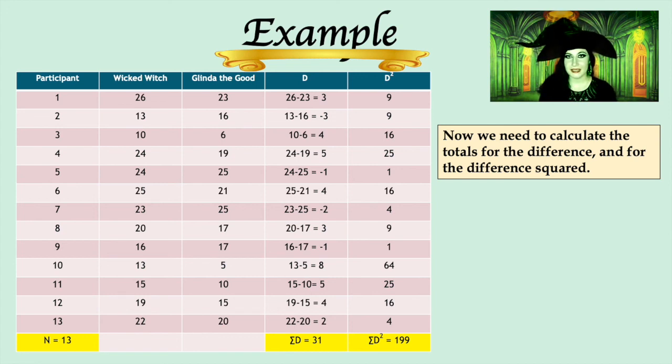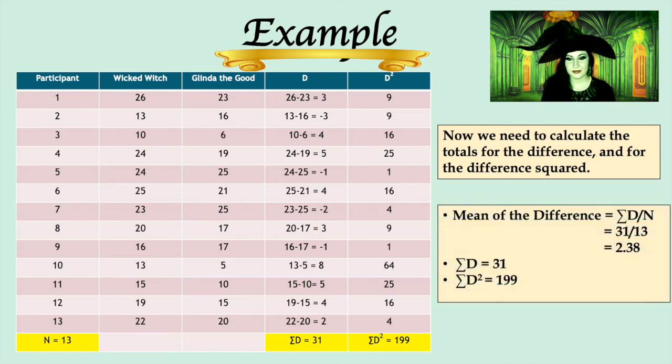One other value that I'm going to need is the average of the difference. Similar to how we calculate the average of any set of data, because I need the average of the difference, I'm going to take the sum of the difference total, which is 31. I'm going to add up all of the differences I have, and divide by the total number of data points I have, which in this case is 13. So if I calculate the mean of the difference, I have 31 divided by 13, and that gives me 2.38. So in other words, the average of the difference is going to be 2.38. I can also see that the sum of the difference is 31, and the sum of the difference squared is 199.